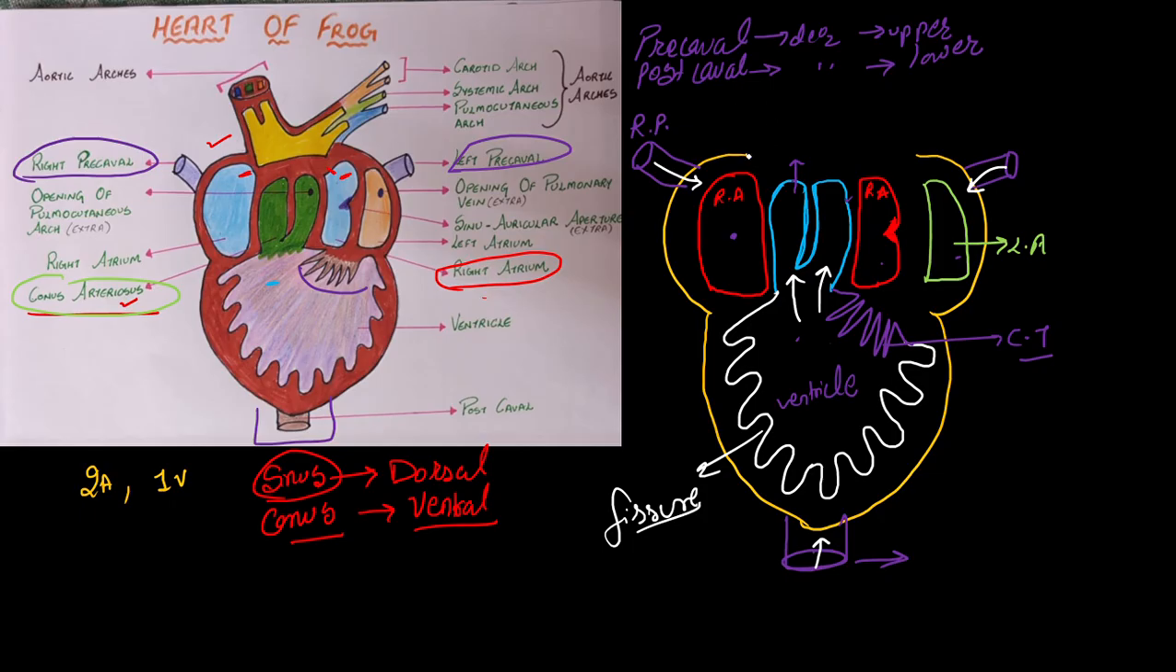How will blood be moving out? There will be the formation of two aortic arches. So this white color one which you can see, this is nothing but your aortic arch. Okay, fine. This is nothing but your aortic arch.